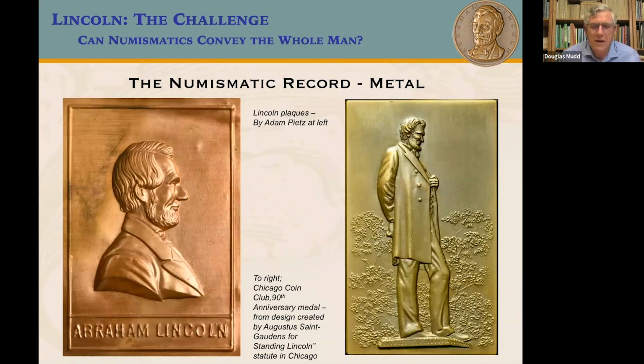Now, some more Lincoln plaques. On the left, we've got one by Adam Pietz. This is not a solid bronze or brass plaque. This is actually a thin piece of metal that's a repoussé sort of work. And you have a Lincoln that's very different from the other portrait views we've seen.